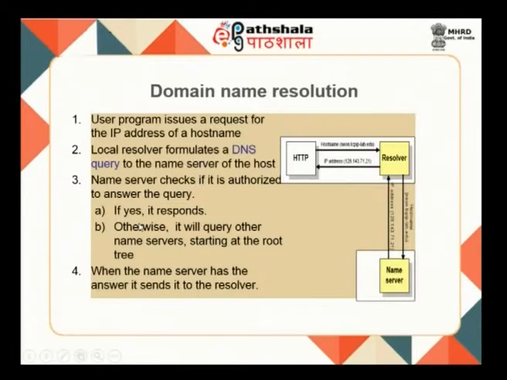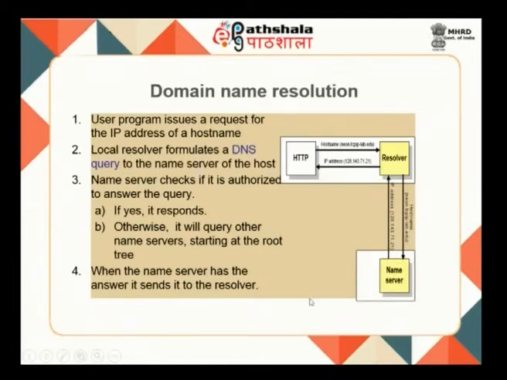Now, the local name server will check if it is authorized to answer this query. If it is authorized, then it will respond. Otherwise, it will query other name servers starting at the root of the tree that we just talked about. When the name server has the answer, it will send it to the resolver, and the resolver can in turn pass it to whichever application had requested it. This is the overall structure in which name resolution takes place.